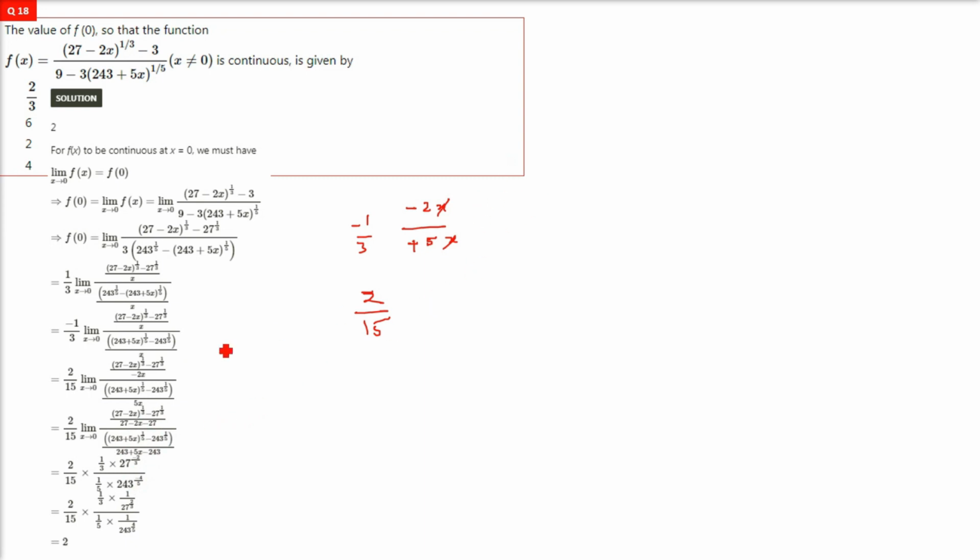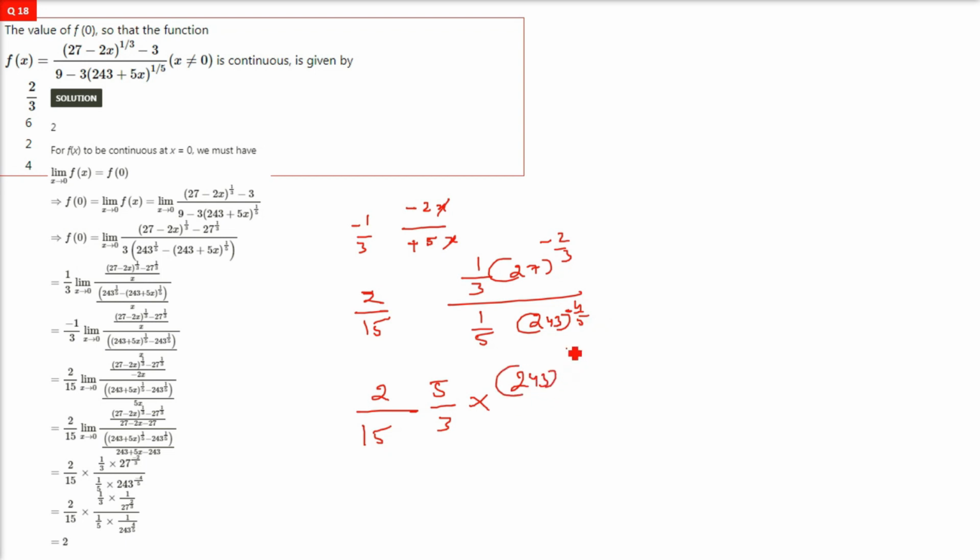What about the numerator and denominator values? 1 by 3 was there already, and this is 27 to the power minus 2 by 3, and in the denominator you have 1 by 5 and 243 to the power minus 4 by 5. So this is 1 by 5, 1 by 3, 1 by 5: 5 goes up, 3 goes down, and this 243 to the power minus 4 by 5 and 27 to the power minus 2 by 3 can be taken up and down, because 1 by x raised to the power minus 1 is numerator x to the power 1.